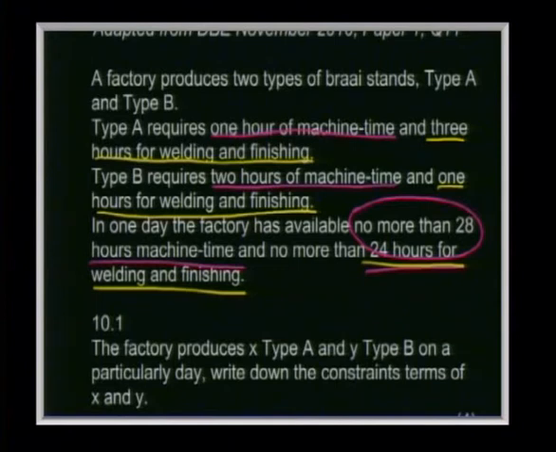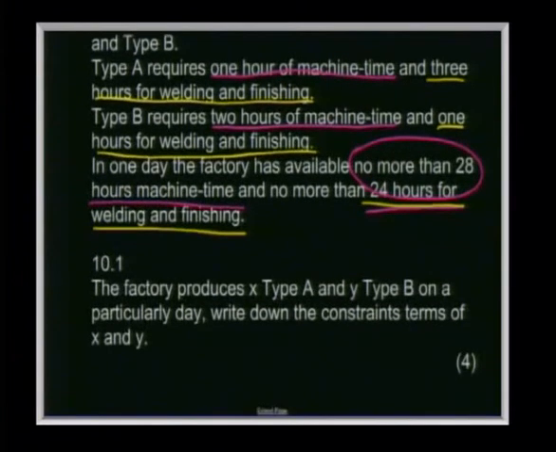Now, what you'll notice is that I've used two different colors. I've kept pink as machine time and yellow as welding and finishing, because those constraints are going to have to work together. Here we go. Write down the constraints in terms of X and Y. Now, X is type A, which is great.